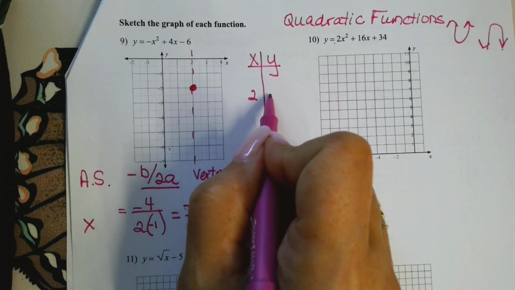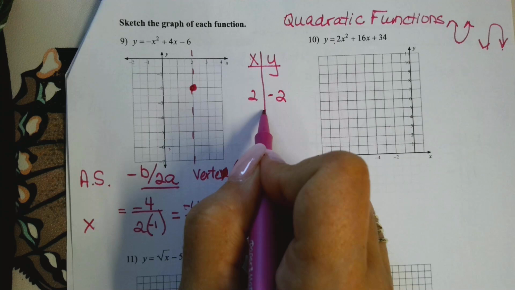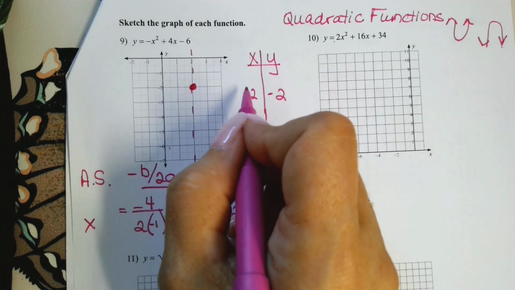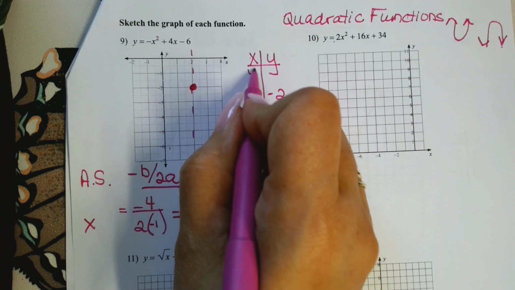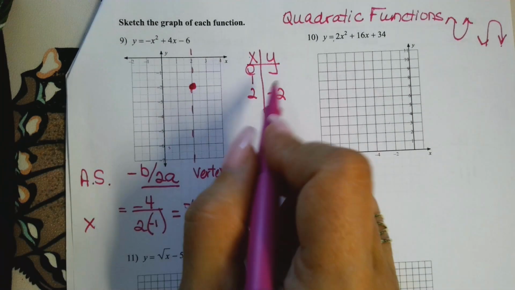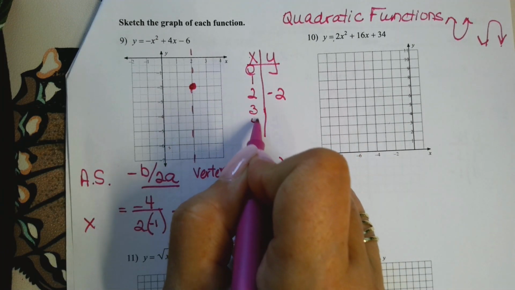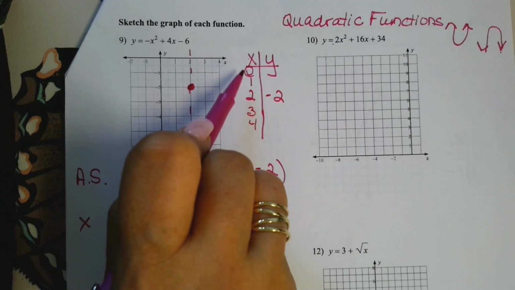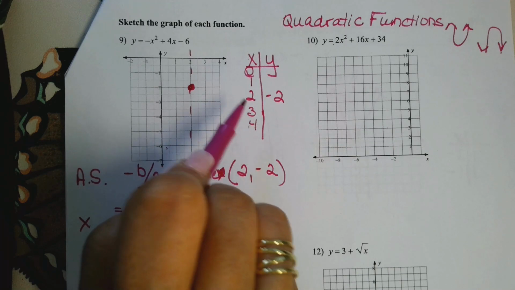2, you put that here in the middle. And just pick a couple of points smaller than 2 to see what's going on over here. So maybe 1 and 0. And bigger than 2, so 3 and 4. Remember, this is a symmetric function, so you really only need to find these two, and then it'll repeat.